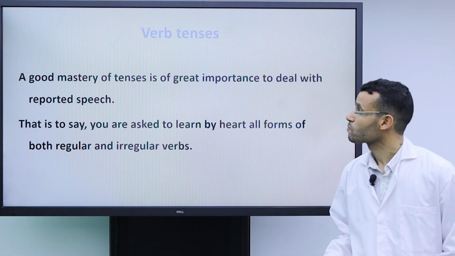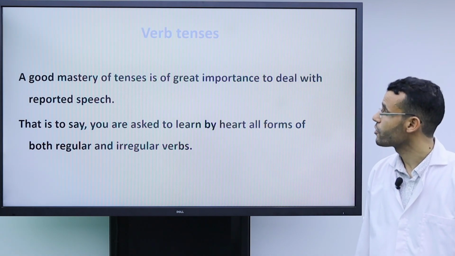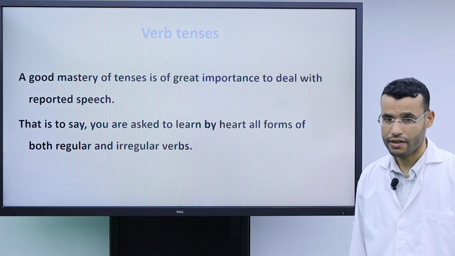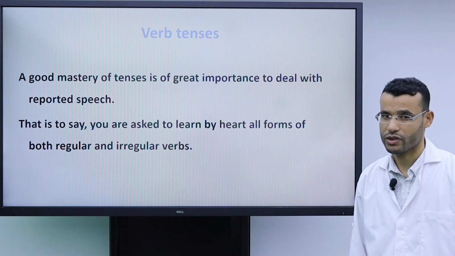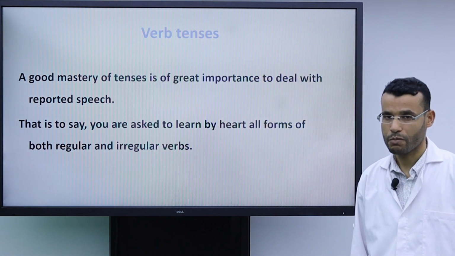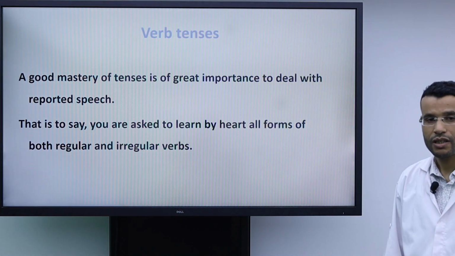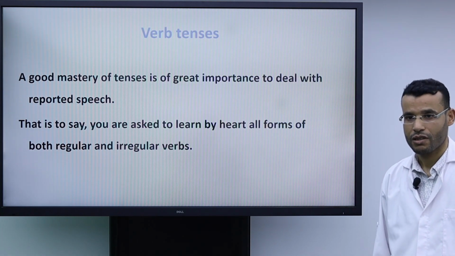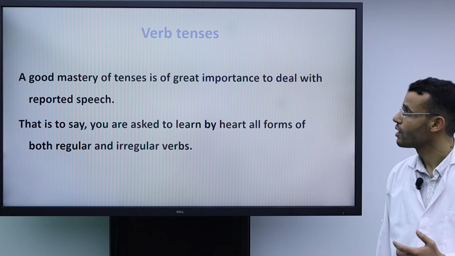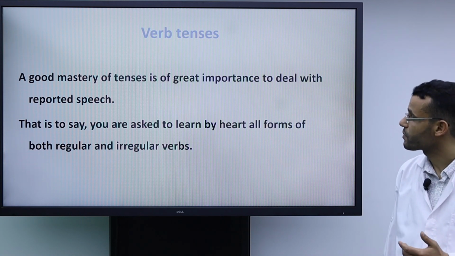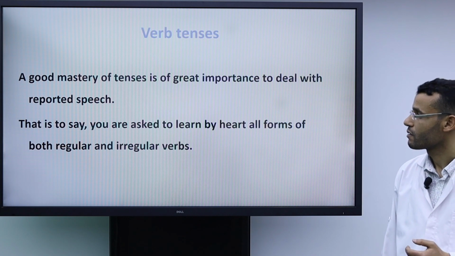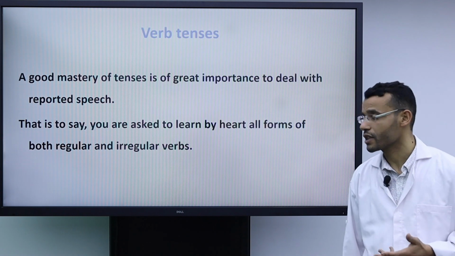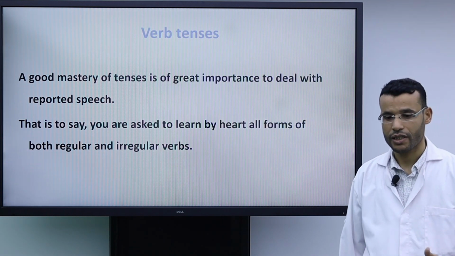So, as you can see, verb tenses. Without having a good mastery of tenses, you cannot deal with reported speech. Doing reported speech or answering exercises concerning reported speech obliges you to have a good mastery of the verb tenses, okay? So you are asked here to learn by heart all the forms of regular and irregular verbs which you find at the end of the book.